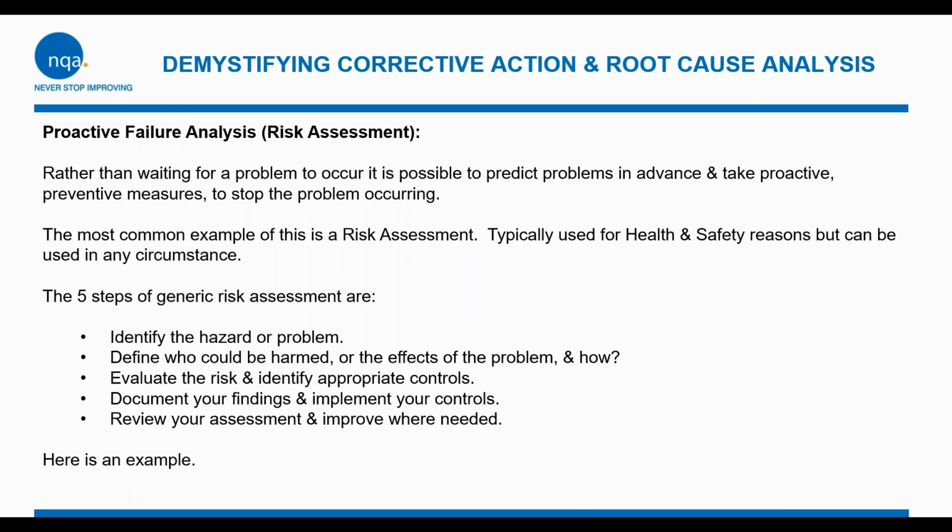We can also be proactive in our failure analysis. So rather than waiting for a problem to occur, it is possible to predict problems in advance and take proactive preventative action to stop the problem from occurring. Most common example of this is a risk assessment, typically used for health and safety, but can be used in any circumstance. And the 5 steps of generic risk assessment are these: identify the hazard or the problem, define who could be harmed or affected by the problem and how, evaluate the risk and identify appropriate controls, document findings, implement controls, review your assessment if needed.